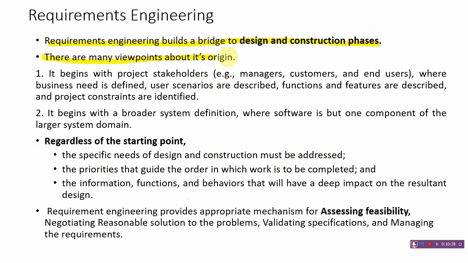There are many viewpoints about its origin. The first viewpoint is that it begins with the project stakeholder, where the business need is defined, user scenarios are described, functions and features are described, and project constraints are identified. Another viewpoint is that it begins with a broader system definition, where software is one component of the larger system domain. But regardless of the starting point, the specific needs of design and construction must be addressed.